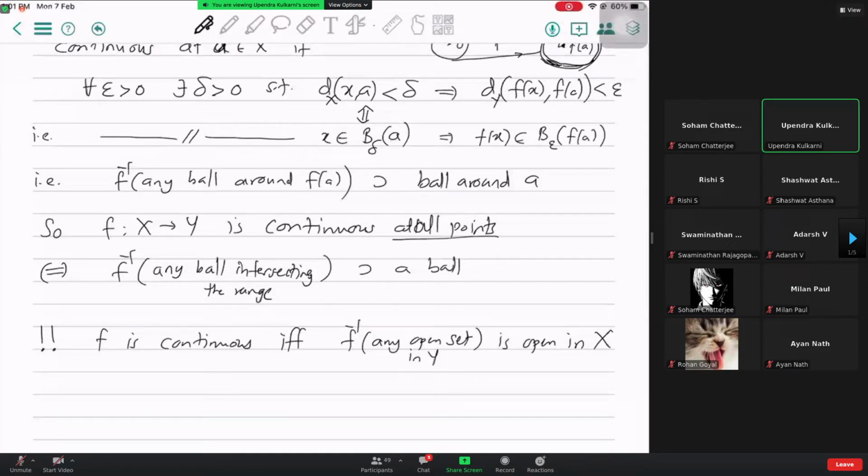Forget whether F is continuous or not. Is it true that any open set in Y has to contain something in the image of F? Not necessarily, no? F could be a constant function, like f of x equals 0 from R to R. And now consider the open interval (1, 2). It doesn't contain anything in the image.